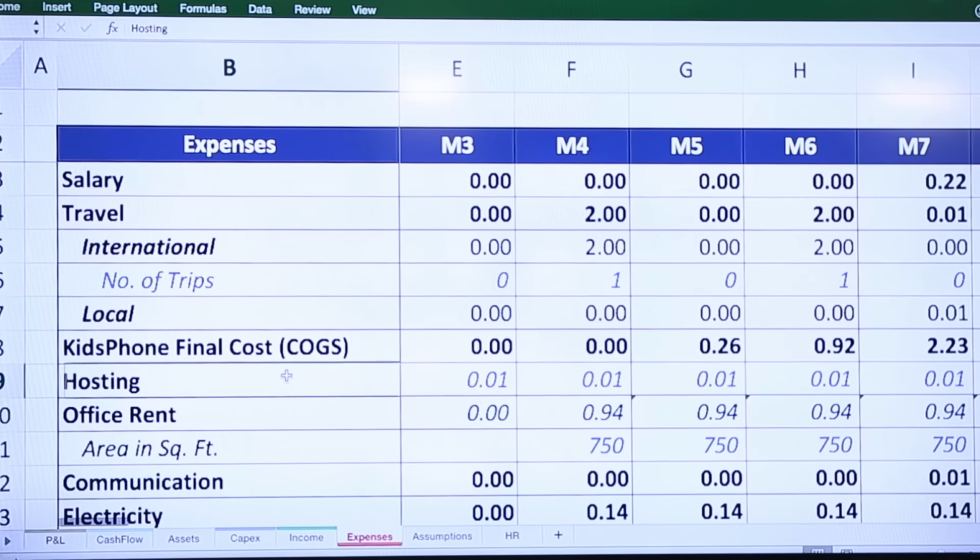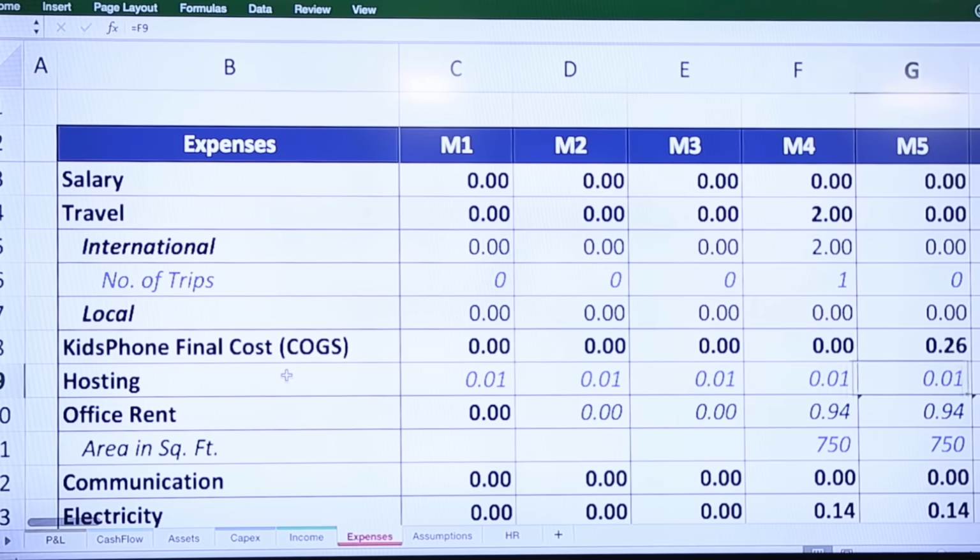Great. Hosting. Remember we had taken 1000 rupees per month. Great. So you remember that. So this directly came here.